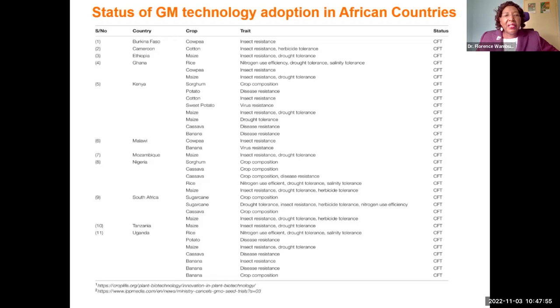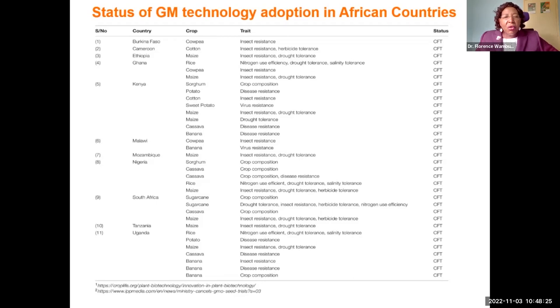Mozambique, there is maize. Nigeria, sorghum, and cassava, again for two different things. First, cassava for composition, and then the second cassava is resistant to cassava mosaic virus. Nigeria is doing rice also, and I know Nigeria is also doing cowpea. South Africa, a whole list is there. Sugarcane for one thing, another sugarcane there, cassava, maize, cotton, soybean, sugar. South Africa has a lot of crops.